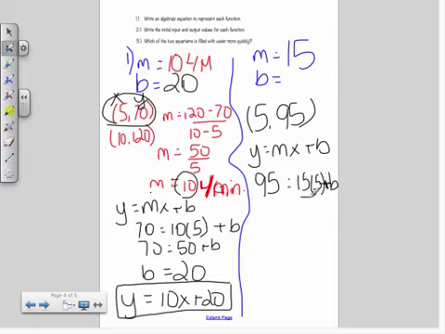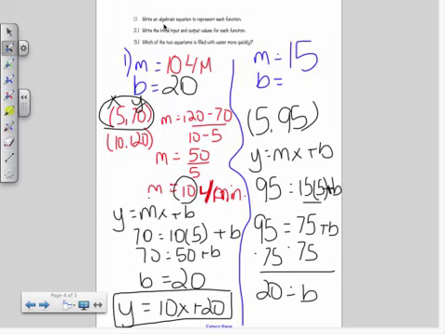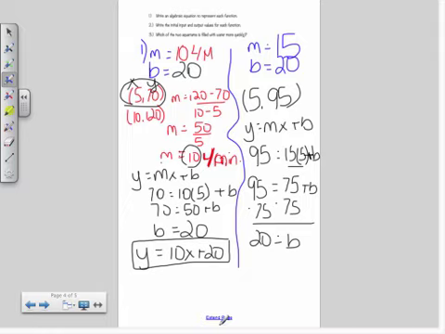So now I'm going to multiply this together, so I get 95 equals 75 plus b. Then I subtract the 75 from both sides, and I end up getting 20 equals b. All right, so I'm going to put this right here. I'm going to say this is 20, which means that my full equation for the second aquarium will be y equals 15x plus 20.